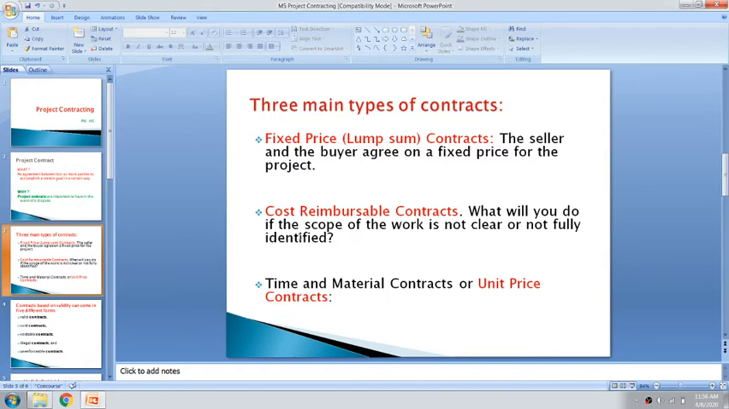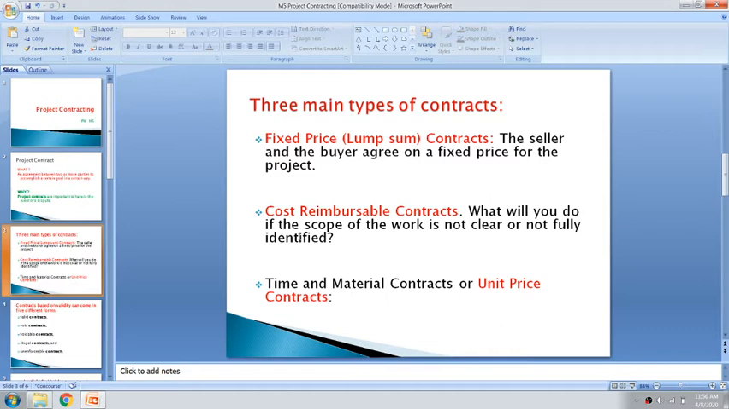The second one, we say, is cost reimbursable contracts. There are a lot of variants, such as cost plus percentage, cost plus percentage profit, cost fluctuation. So many different variants are going to be there, but all these variants have a basic fact. There is a cost involved plus some amount will be given by the owner to the contractor. Cost reimbursable: whatever the cost is, it will be reimbursed. What will you do if the scope of the work is not clear or fully identified?